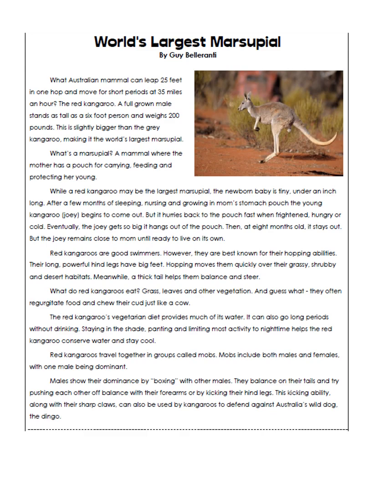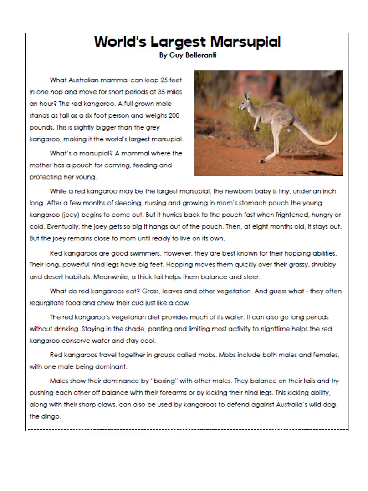And guess what? They often regurgitate food and chew their cud just like a cow. The red kangaroo's vegetation diet provides much of its water. It can also go long periods without drinking. Staying in the shade, panting, and limiting most activity to nighttime, the red kangaroo conserves water and stays cool.